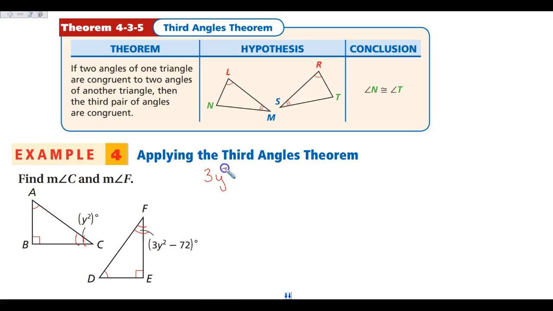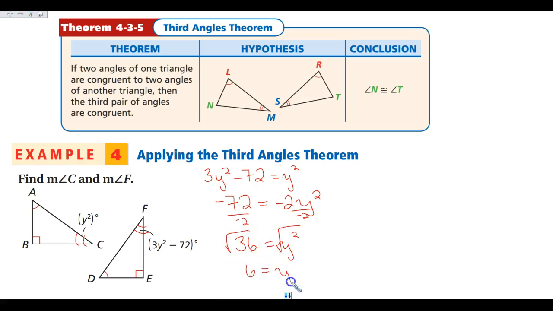So I'm going to say 3y squared minus 72 is equal to y squared. So what I'm going to do here is subtract 3y squared from both sides. I'm going to get negative 72 is equal to negative 2y squared. I don't want a square root until I have a coefficient of 1. So the next thing I'm going to do is divide both sides by negative 2. Then I'm going to get 36 is equal to y squared, which from here we need to square root both sides. So 6 is equal to y.